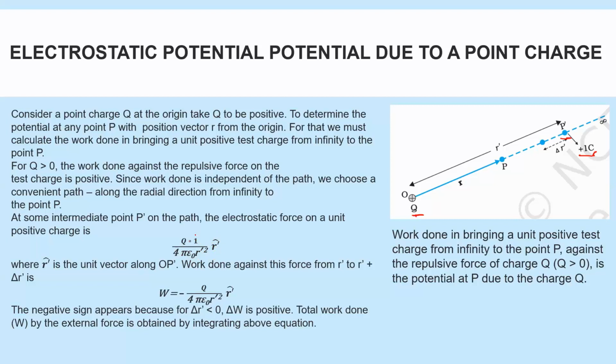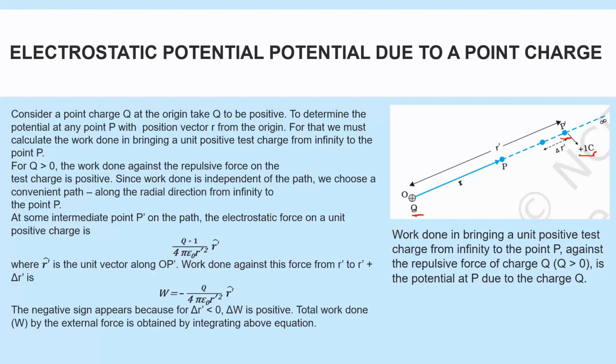Q into 1 is the charge that is present. So the work done against this force, from R prime to R prime plus del R. Suppose the work that is being done to bring from P prime to this point, so the difference between the distance is del R prime.